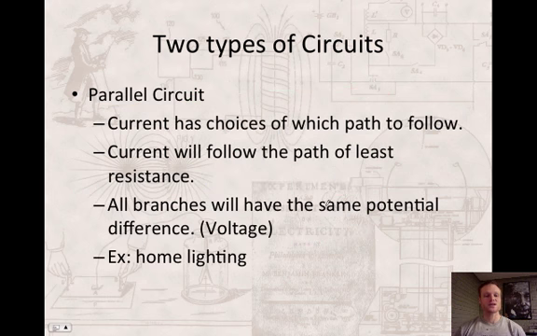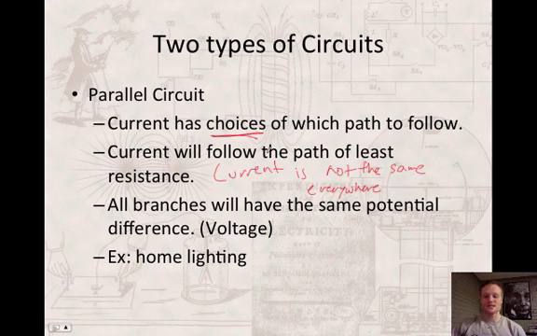The second type of circuit is called a parallel circuit, and basically the current in a parallel circuit has choices. It has multiple paths in which it can travel through the circuit. The current will follow the path of least resistance. So basically what this means is the current is not the same everywhere. If you remember from the previous slide, this is different than a series circuit, where the current was the same everywhere. In a parallel circuit, it's not.